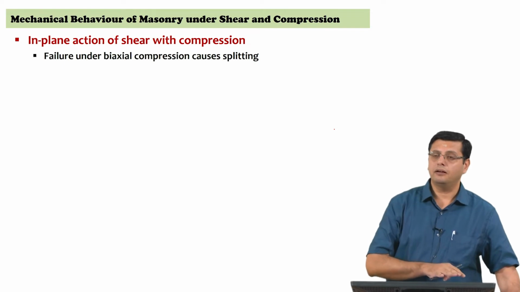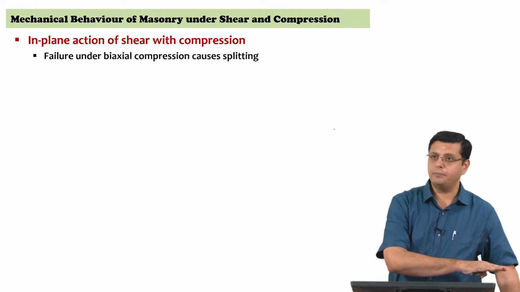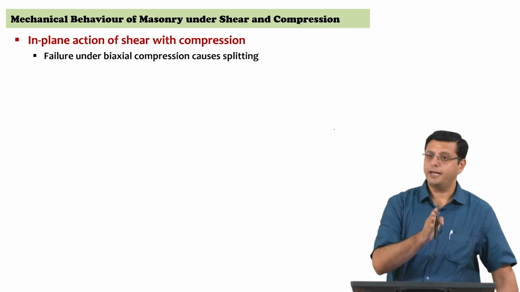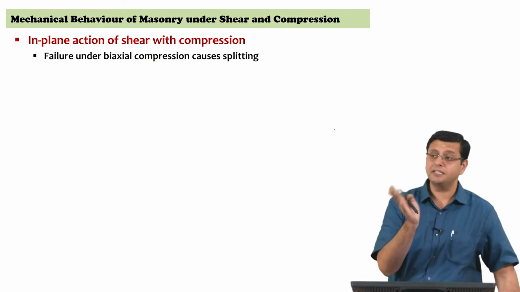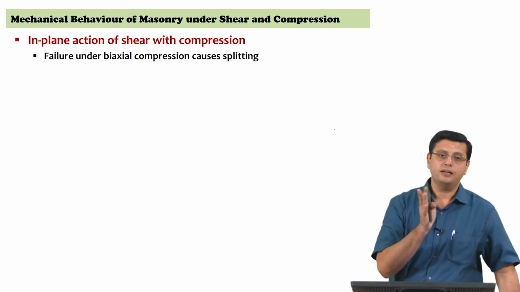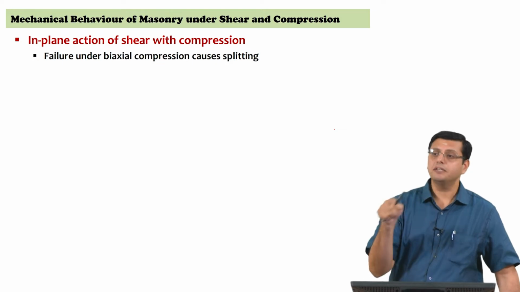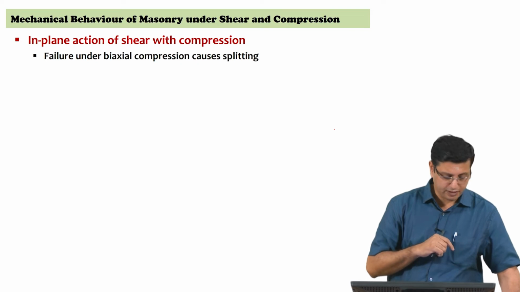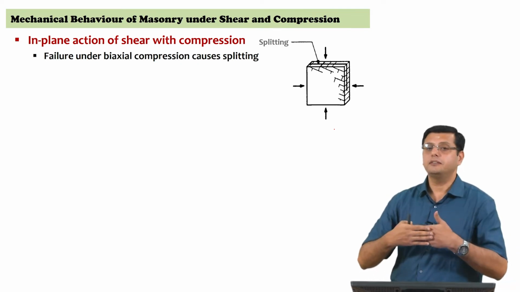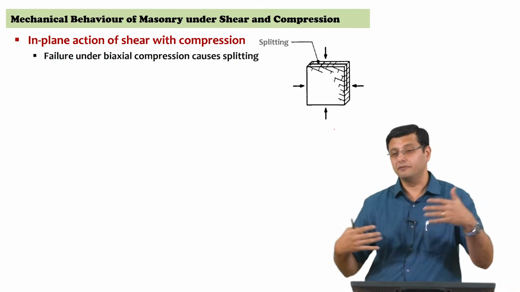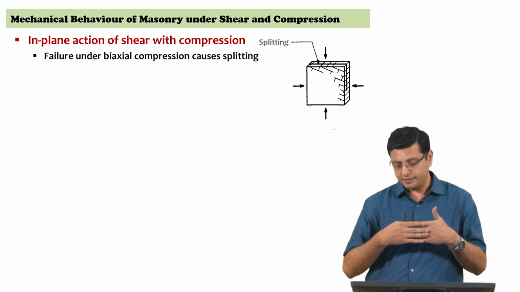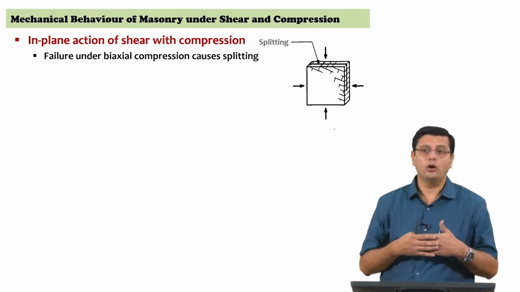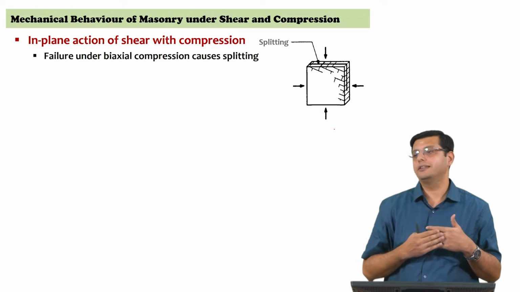The set of experiments that we examined earlier were uniaxial tension, uniaxial compression, and tension-compression, as sigma 1 and sigma 2. However, when behavior under compression was examined, because of the confinement from two sides, the tendency of the masonry wall was to split along its thickness.